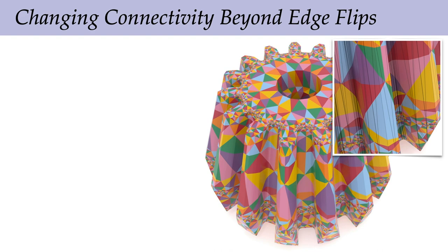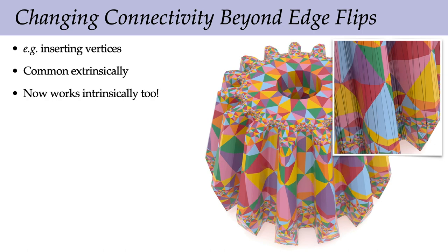There are many other ways that we might want to change connectivity beyond edge flips. For example, we might want to insert vertices in faces or along edges. These operations are common in the extrinsic setting, as you can actually do them without distorting the geometry. But recently, these operations have also been introduced for intrinsic triangulations too, paving the way for some exciting new algorithms. For simplicity, I'll just stick with edge flips for now, but we'll discuss these other operations in more detail later on.